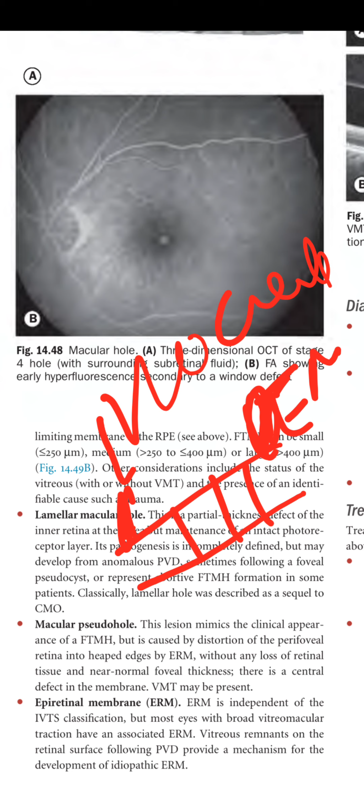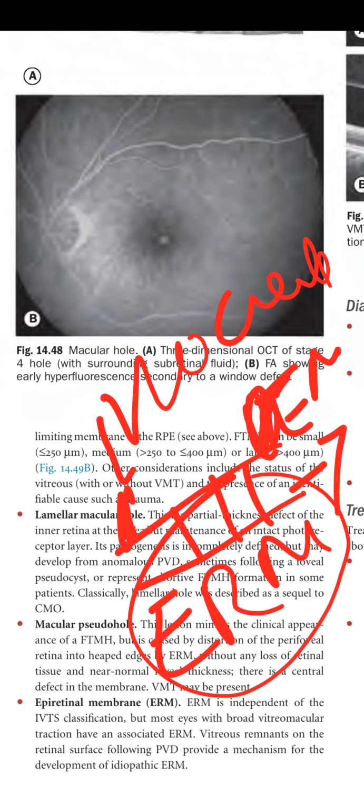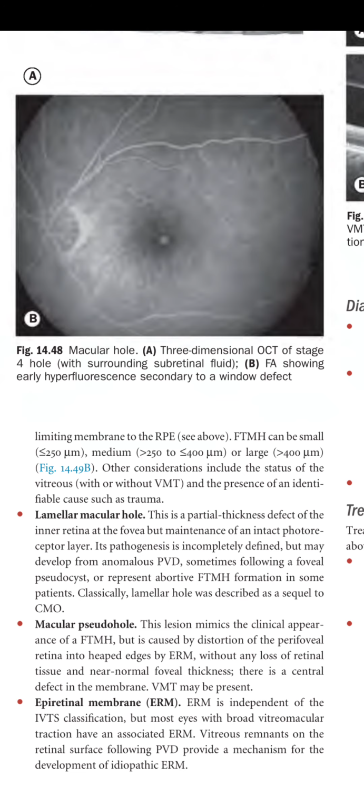Epiretinal membrane is independent of IVTS classification, but most eyes with broad vitreomacular traction have an associated ERM. ERM can also occur after PVD. Vitreous remnants on the retinal surface following PVD provide a mechanism for the development of an idiopathic ERM.